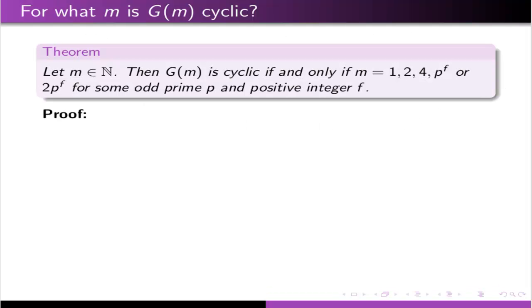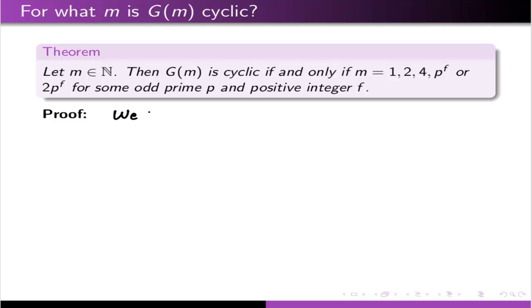So now we can finally turn to the group of units mod M, with M being general, and ask, for what M is this a cyclic group? So I claim the following: let M be any natural number, Gm is cyclic if and only if M is 1, 2, 4, an odd prime power or 2 times an odd prime power, where this f is some positive integer. And the proof is, we've done all the hard work now.